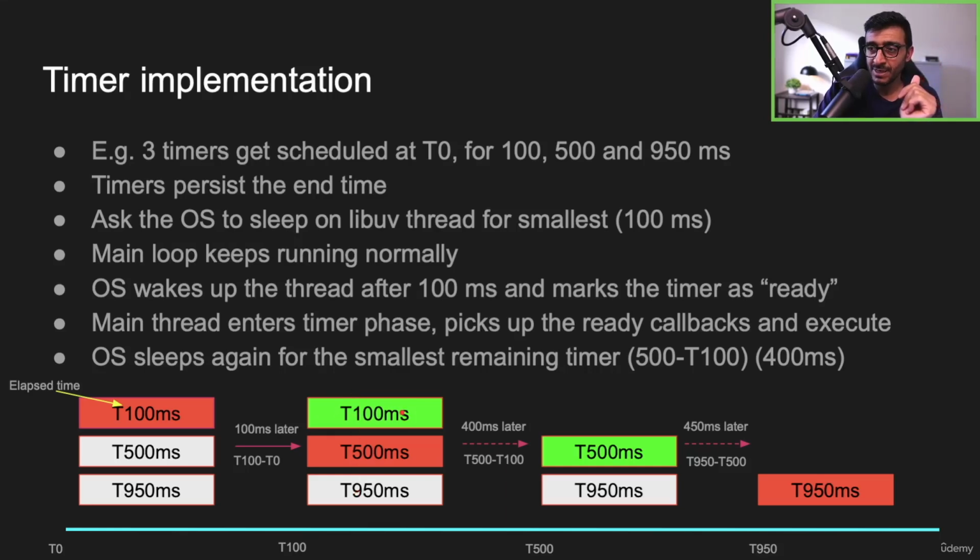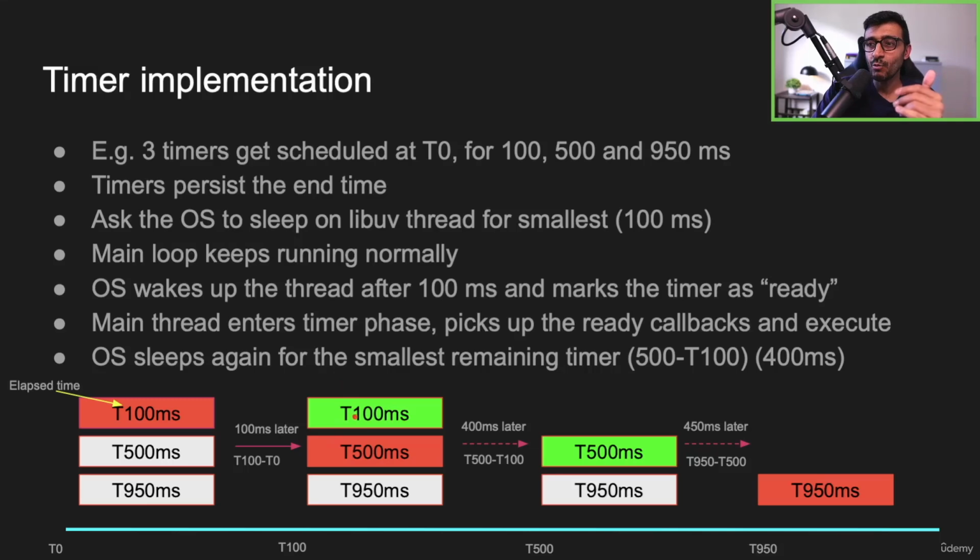This is T100 millisecond. It's now T100. And this is T100. All right, this callback's ready. Let me check this: T500 minus T100. Because you really do a minus, right? T100 millisecond minus T100. That's it. It's 0 or less, right?